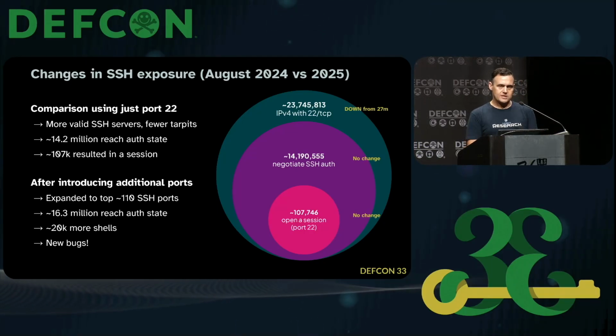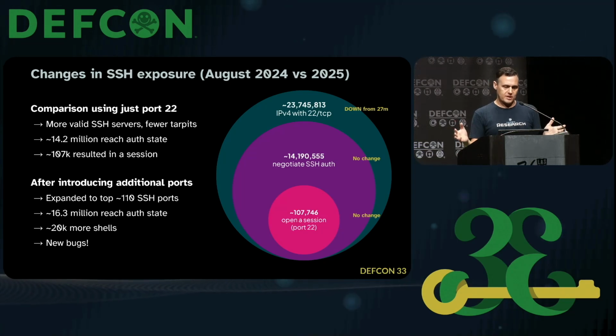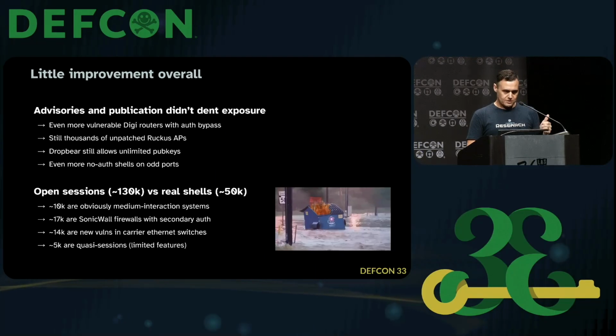So we went ahead and said, let's go scan other top SSH ports, 110 of them. That added another 2.3 million daemons and another 20,000 more shells, and we found a lot more bugs. So yay, more 0-day.